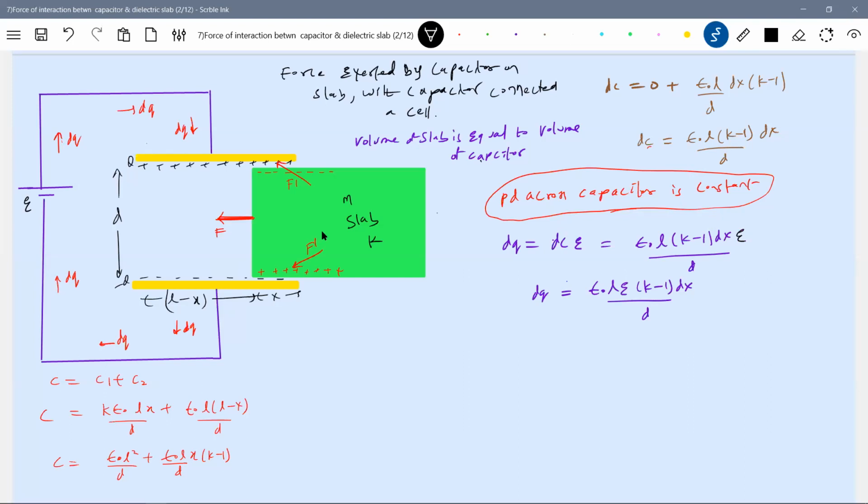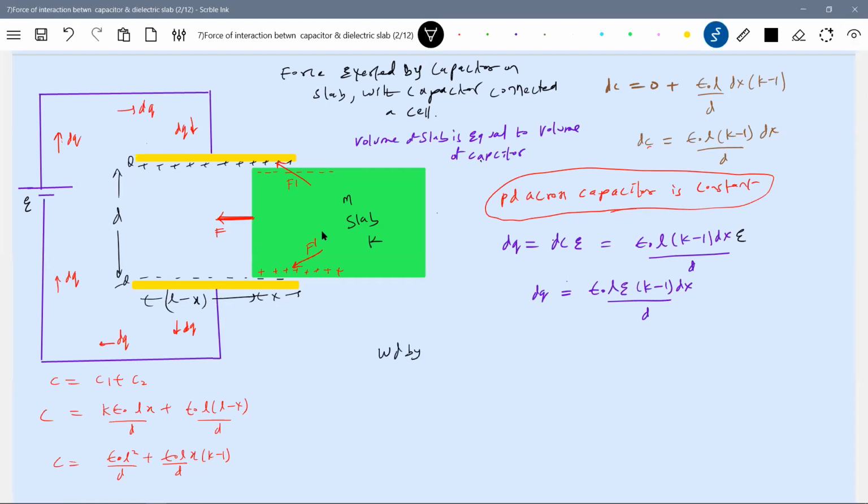So what shall we write here? Work done by cell is equal to increment in potential energy across capacitor plus increment in kinetic energy of the slab. That's what we have to write as the expression. So how to get the increment in energy across capacitor? Already we know dq. What quantity across capacitor remains constant? Potential difference. So shall we write now? Almost we have everything in front of us.